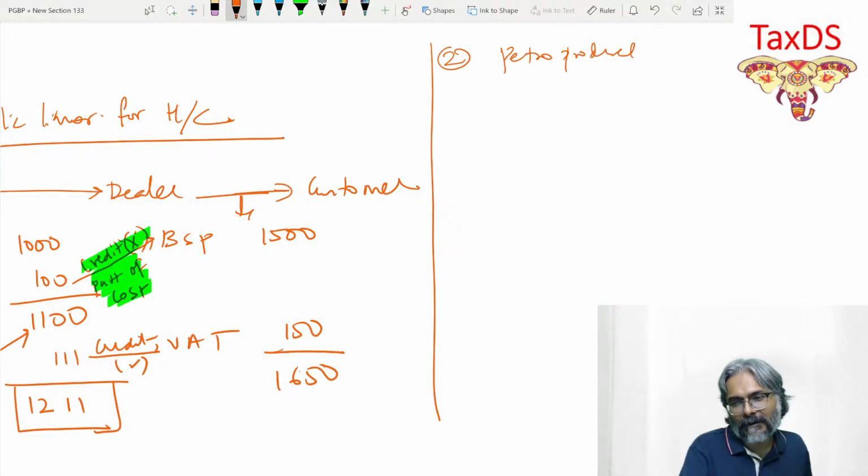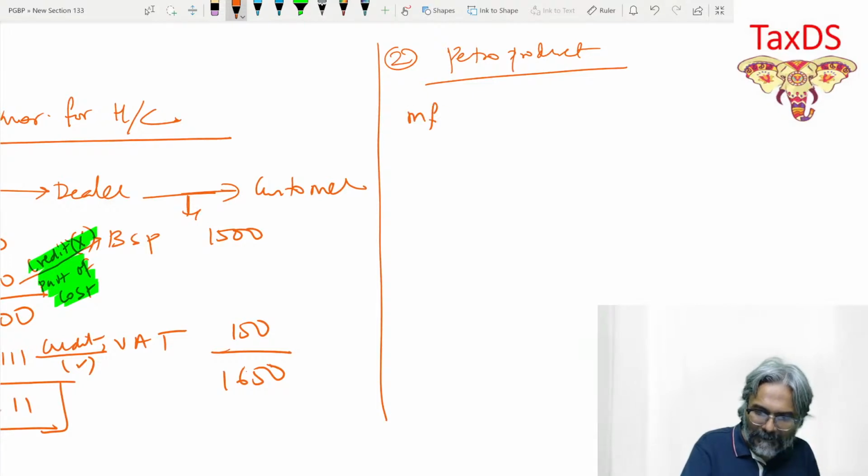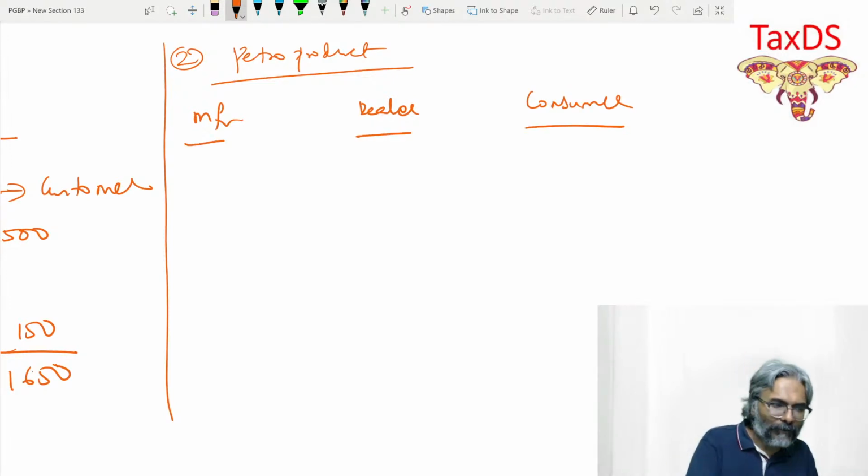Let's look at this one. What is the scenario for the petrol product? So here is a manufacturer, dealer, and the consumer in this context. The manufacturer would be the one charging the basic selling price, say 1000 in this context.